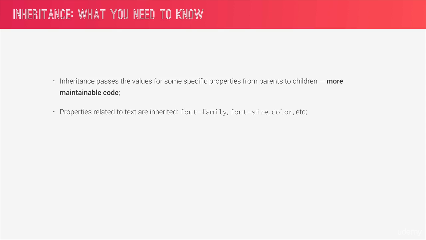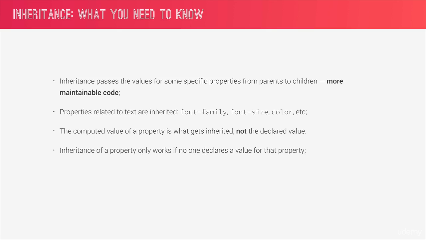Just imagine setting a margin on some section or something, and then suddenly all of the children would automatically get the same margin. That doesn't make any sense, right? Now, it's also important to remember that what gets inherited is the computed value of a property and not the declared value. Also, inheritance of a property of course only works if no one, neither the developer nor the browser, declares a value for that property.